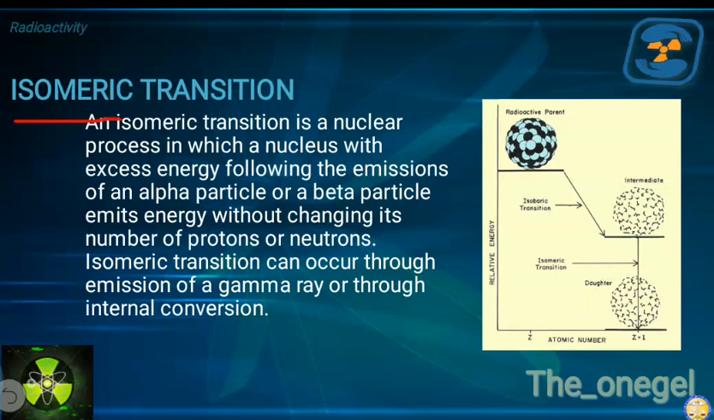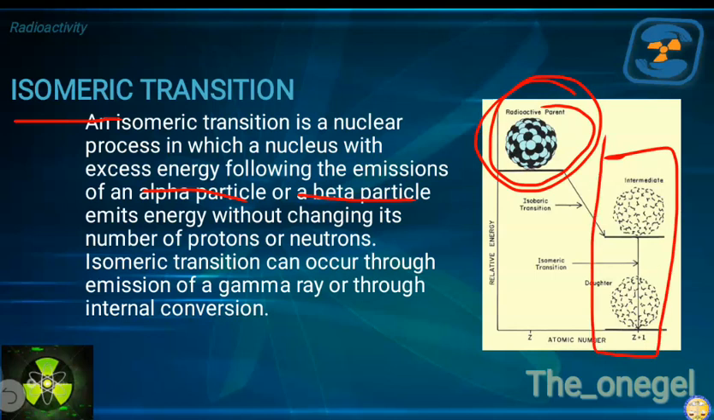So, sabi dito, isomeric transition happens after either beta emission or alpha emission. So, let's consider itong process na to, nag-undergo siya ng either alpha or beta emission. So, nandito yung tinatawag nating isomeric transition. So, mag-change, hindi naman mag-change. Kasi isomer, di ba? Same number of protons, same atomic number and same atomic mass number, but they are in different energy states.